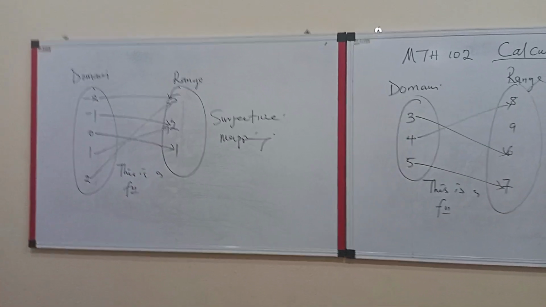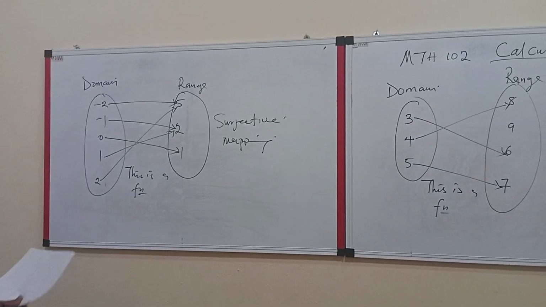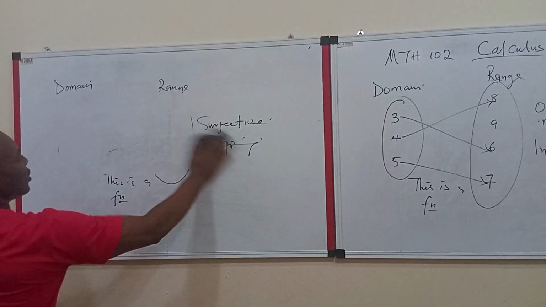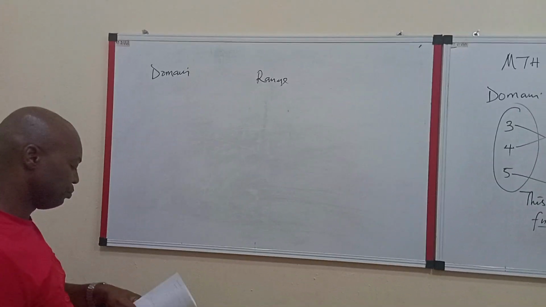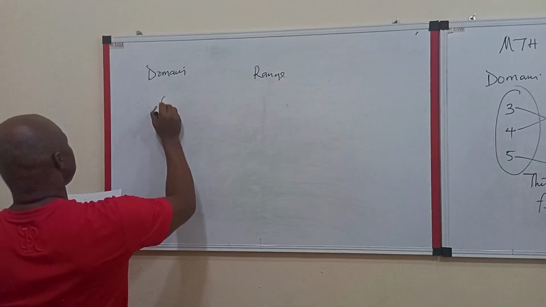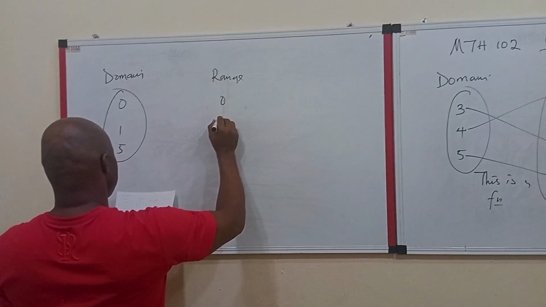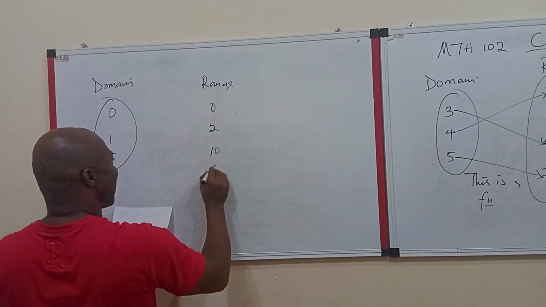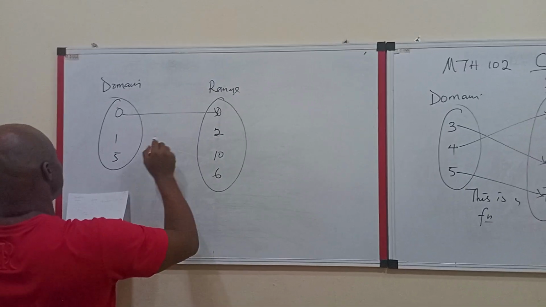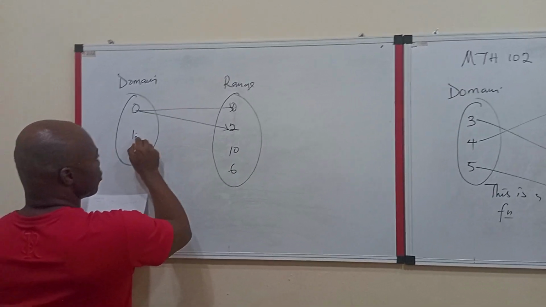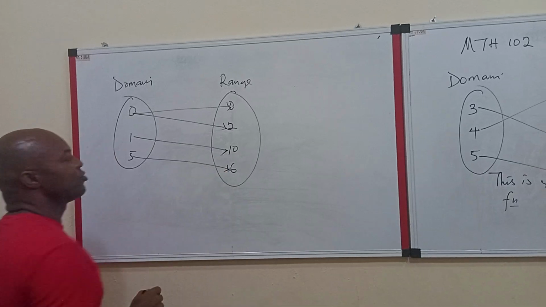Now let us consider another case to make sure we really understand what we are doing. If we have 0, 1, and 5 on this side, and on this side we have 0, 2, 10, and 6. Look at this side that we have. Now if this one is mapped and associated with this one, this one comes here, this one comes here. See how it turns out.